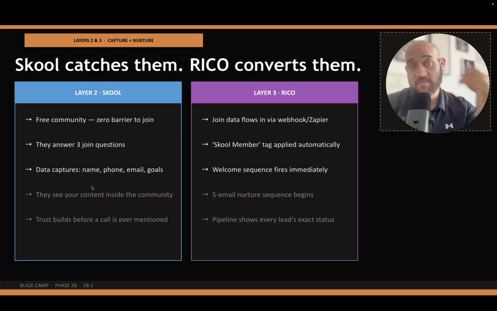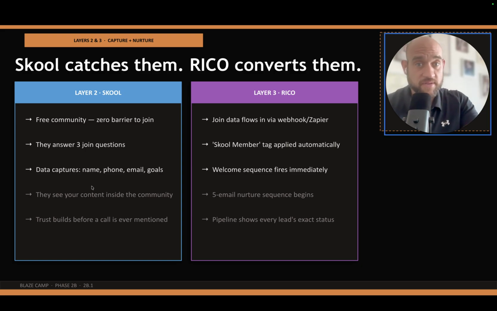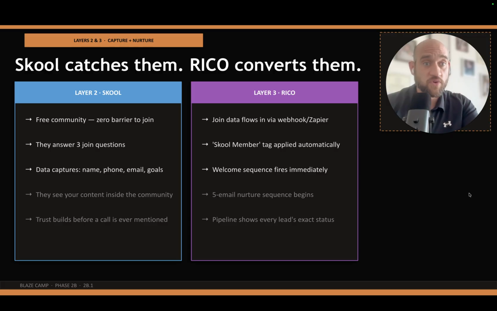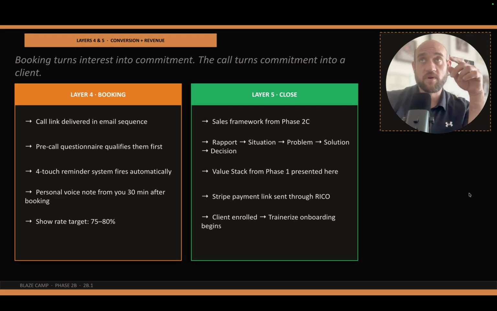So you can just, in the Skool community, under the videos like you see here, you'll see that there's a booking call. Then Rico captures them, which is another layer. Join data flows in via webhooks or Zapier. That's technical terms, but again, from experience, all you need to do is just have it all automated. Skool members tag gets automatically applied to everybody. Welcome sequence fires immediately. Like when I have my Rico, it just automates everything. The nurture sequences of emails, the pipelines, everything. Okay, now it starts to convert those people for you and follow up with them for you.